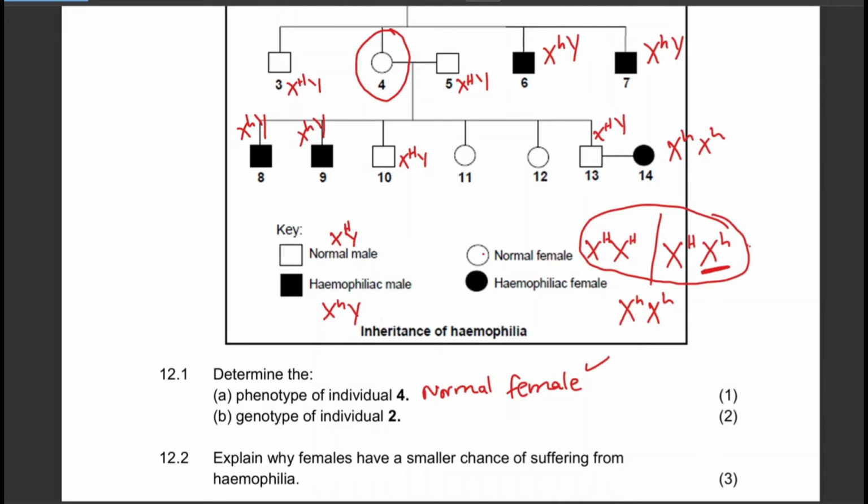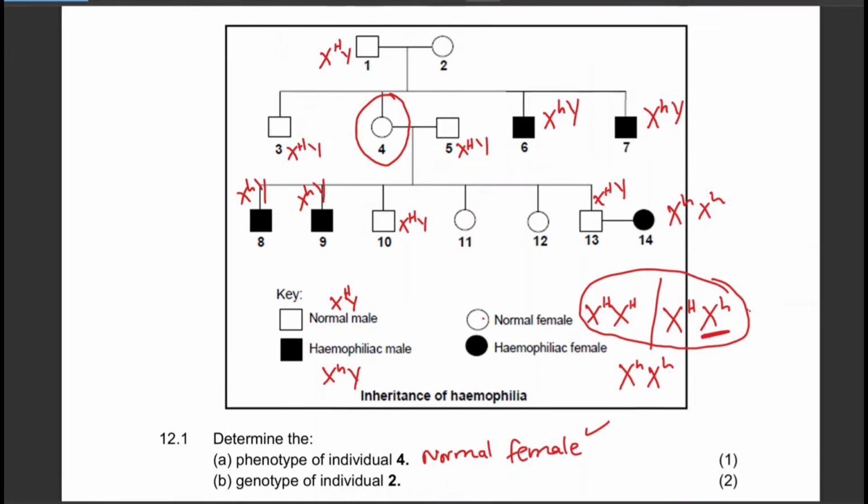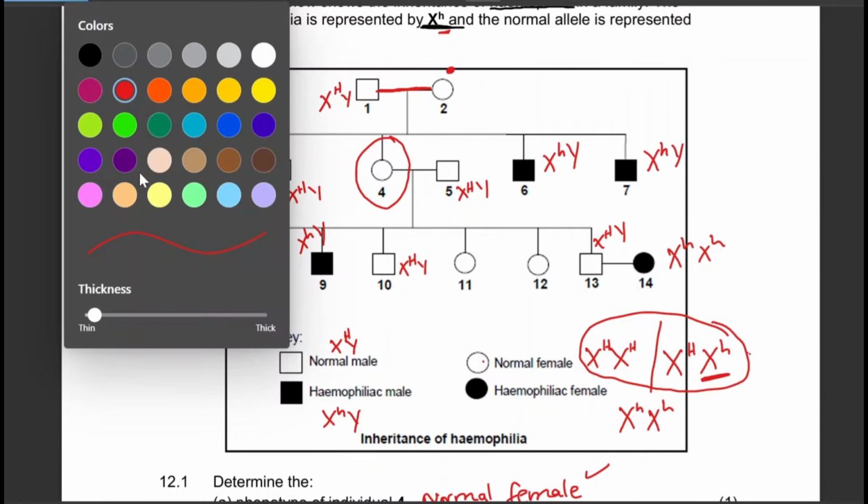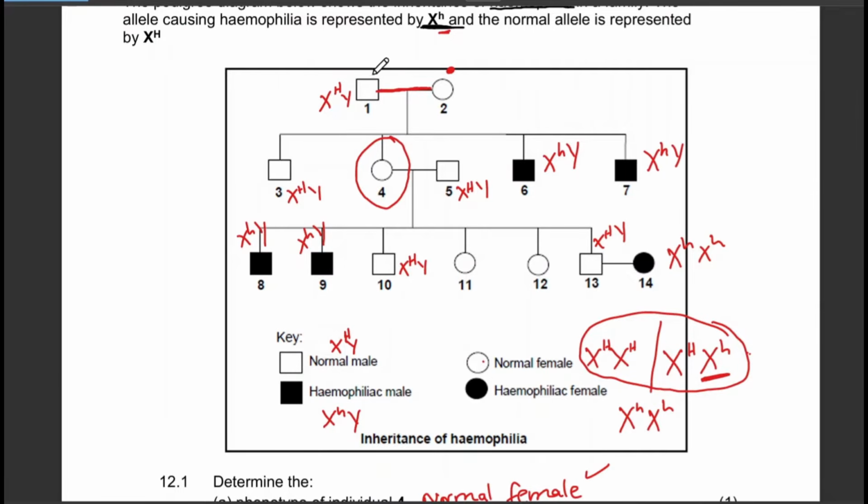Then, for 2 marks, give the genotype of individual 2. How do you get the genotype? You get the genotype by using the information of the male or the father in this case, because this is a relationship line. Judging by the generations here, this would be the grandfather, this would be the grandmother. So I'm going to use a different color. We already have the genotype for the father, and now we have the 2 possible genotypes of this particular female.